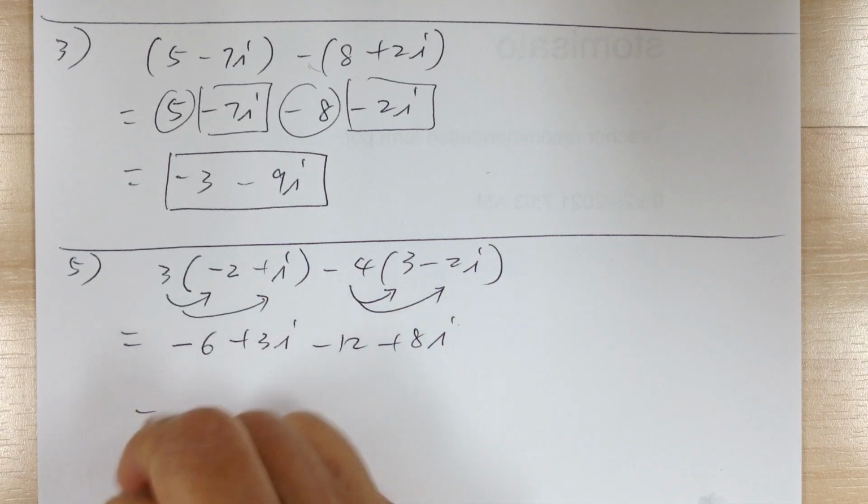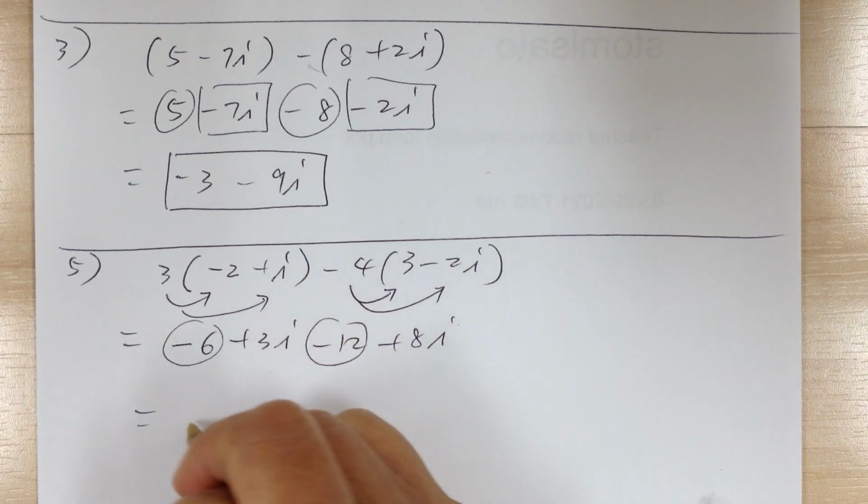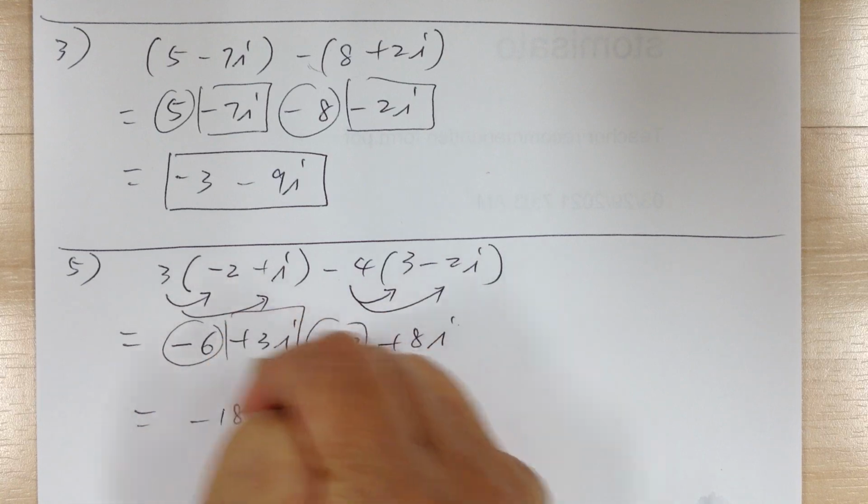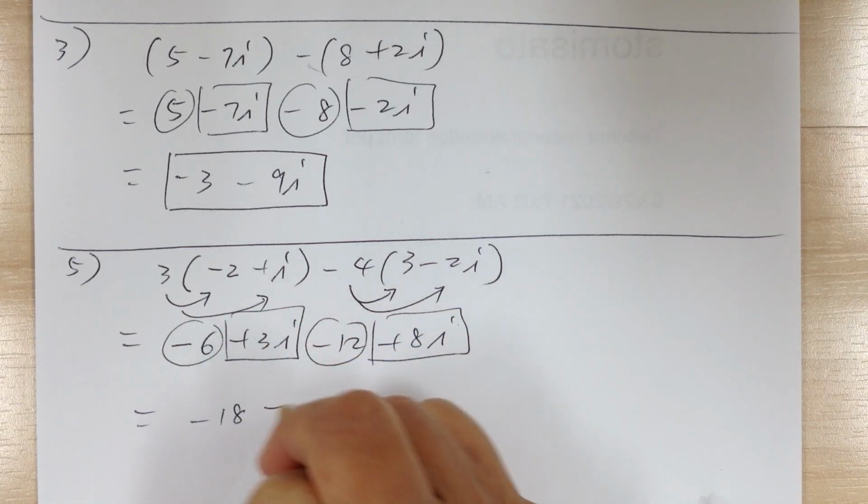Then after that, go and combine the like terms. So this will be minus 18, and this one would be plus 11i.